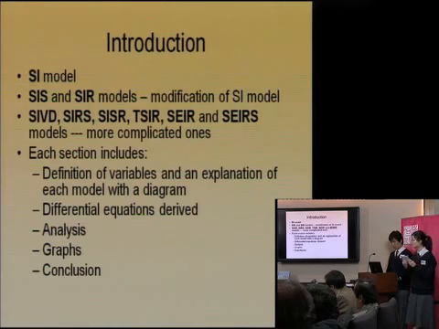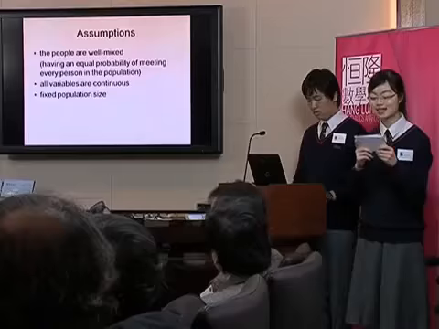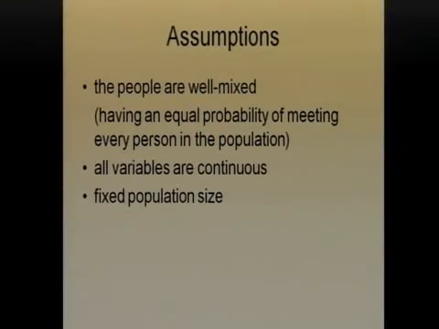In each section, we will first give a definition of all the variables and an explanation with a diagram. Then differential equations derived from the model are shown. After that, the analysis, graphs, and a conclusion. There are some assumptions in our project. We assume that all people are well mixed, that is, having an equal probability of meeting every person in the population. Also, all variables are continuous and the population size is fixed.